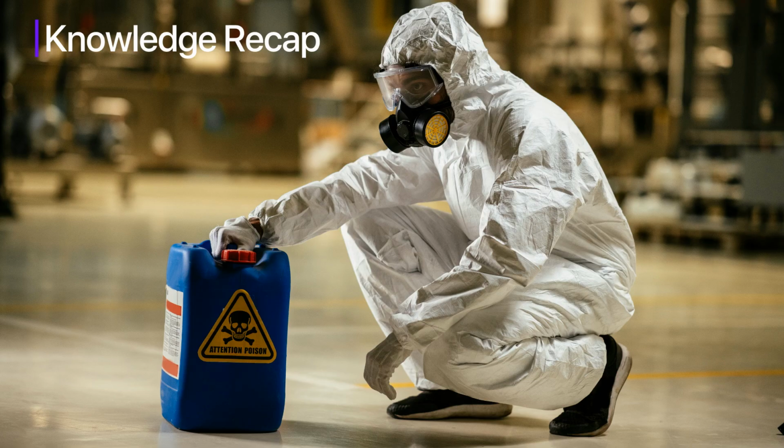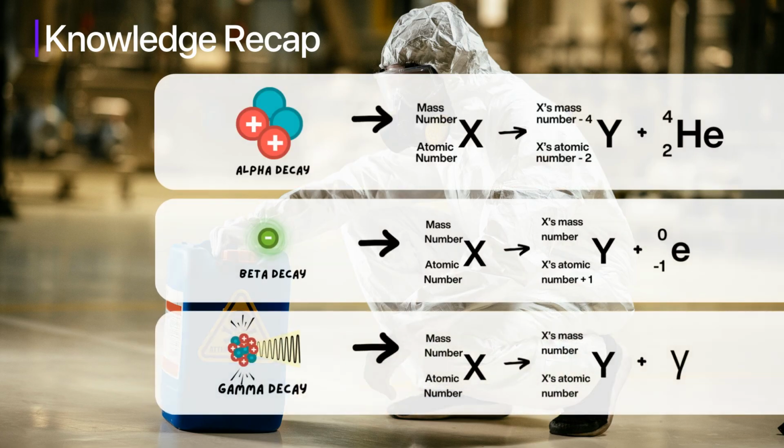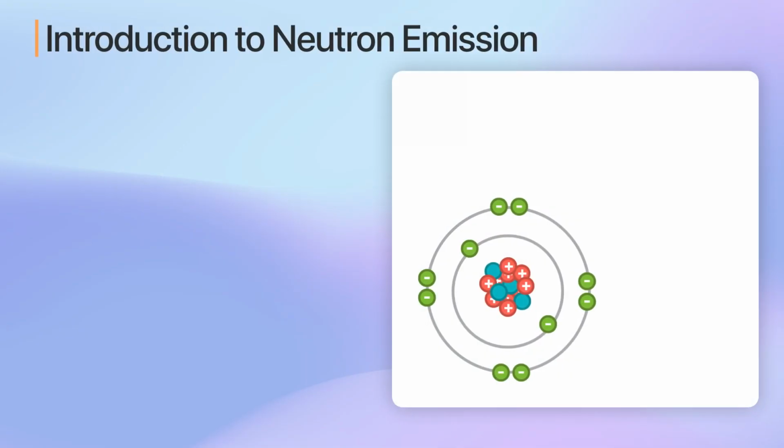So far, we have explored various types of radiation, including alpha, beta, and gamma radiation, along with their associated nuclear equations. Building on this foundation, we can now introduce neutron radiation. By studying neutron emission, we gain deeper insights into the transformative nature of nuclear processes. Let's get started. Let us start by recapping what neutrons are.